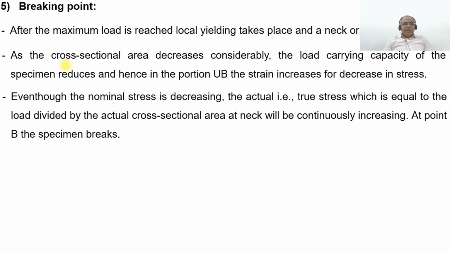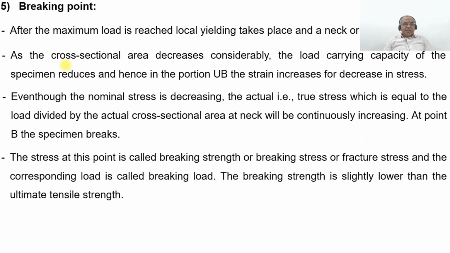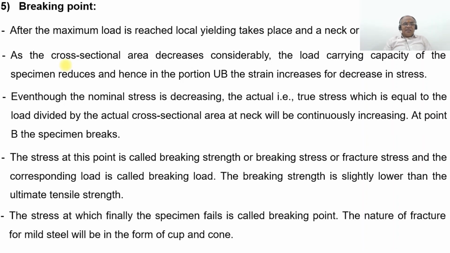At the point B, the specimen breaks. The stress at this point is called the breaking strength or the breaking stress or fracture stress. And the corresponding load is called the breaking load. The breaking strength is slightly lower than the ultimate tensile strength. The stress at which finally the specimen fails is called the breaking point. The nature of fracture of the mild steel is cup and cone arrangement.